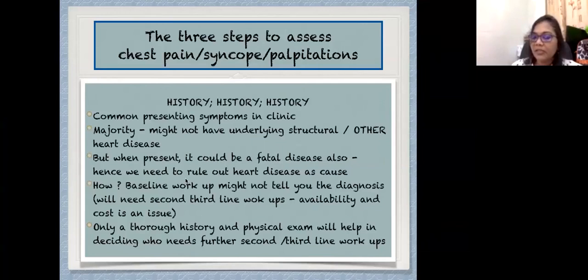History and physical examination should tell you who needs further workup, because if you start investigating all of these patients, most of them will end up getting second and third line workups, the availability of which is an issue, the cost of which is an issue. So I would again say that only a thorough history and physical examination will help decide who needs further workup among the patients presenting with these symptoms.